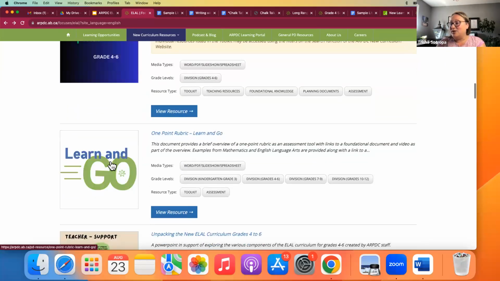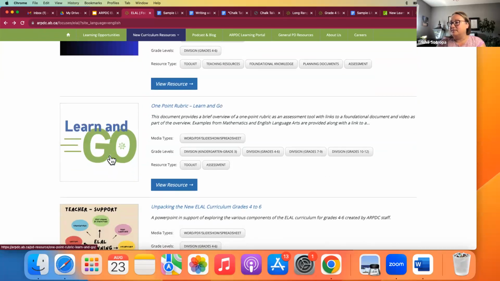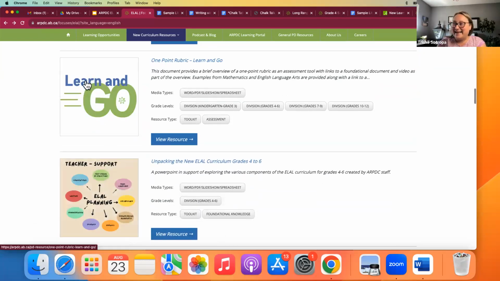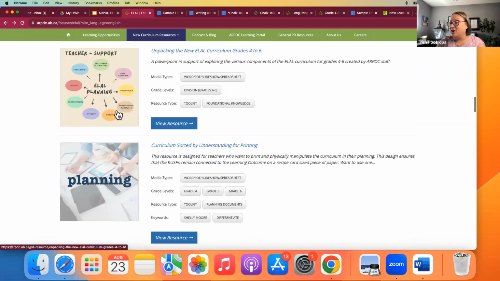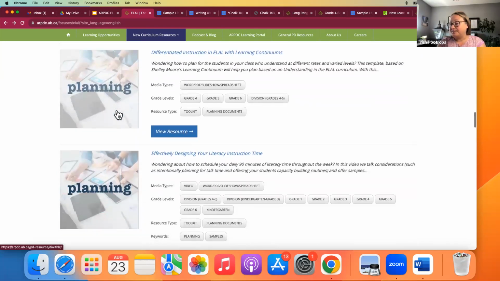But what I want to show you today, I should have said single point rubric and a 1 point rubric are the same thing. So if you want to look at how we created some of those 1-point rubrics or single point rubrics, they're also on here. But what I really want to show you is the long range planning.